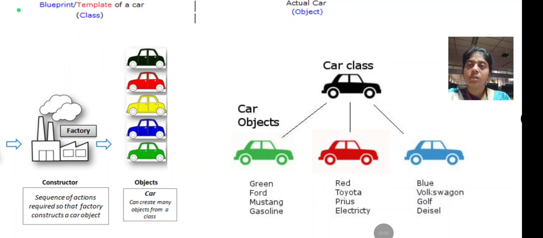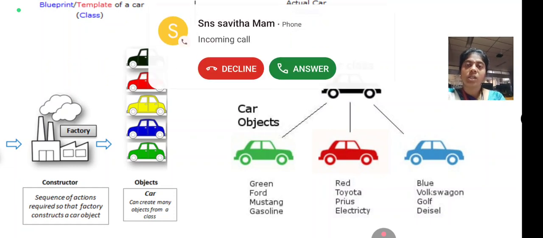See this example. Car is a class. From the class, we are creating three cars: green, red, and blue in color. The model of the cars differs, the company of the car also differs, and the fuel type, whether electric or diesel, also differs. But the template for the cars is the same. So this is what an object is.